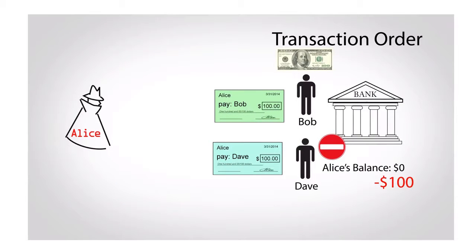Let us understand the problem of double spending through a simple example of a bank. Alice has $100 in his bank account. He pays two checks of $100 each to Bob and Dave. Now suppose Bob reaches the bank first, he encashes his check and goes away. And later, Dave goes to the bank and tries to encash his check, but it bounces as there is no balance left in Alice's account.